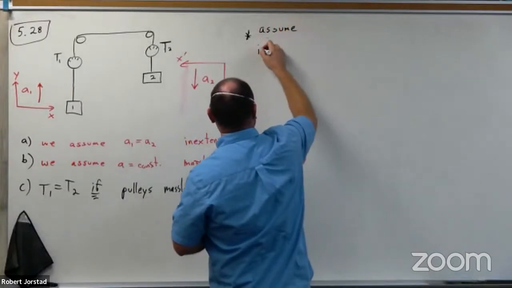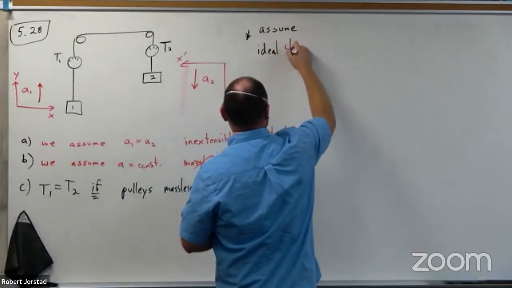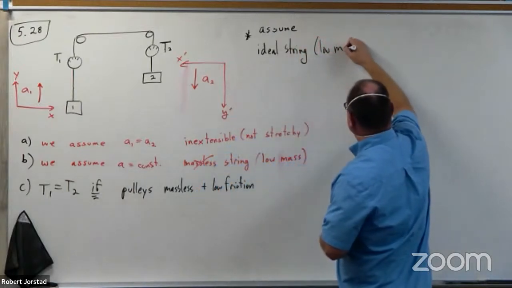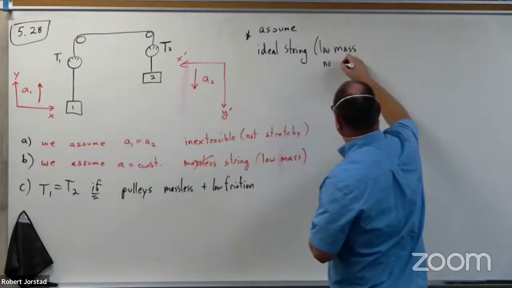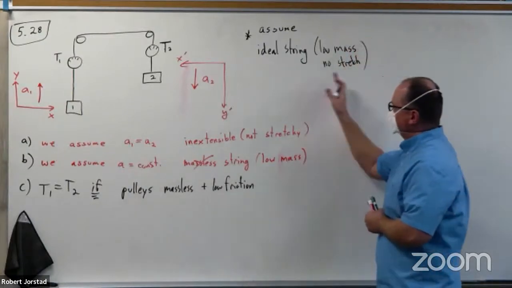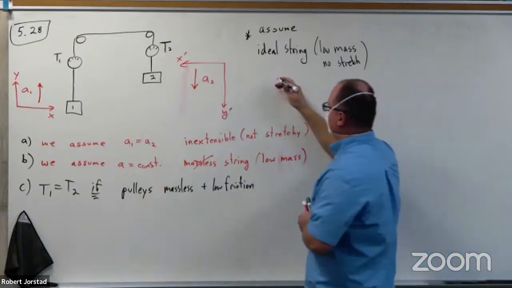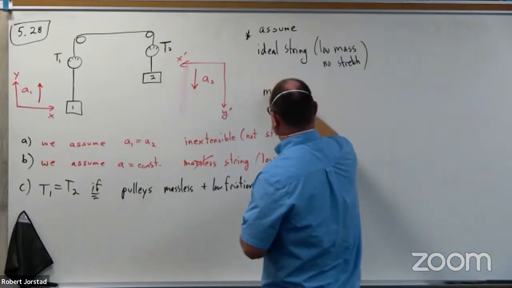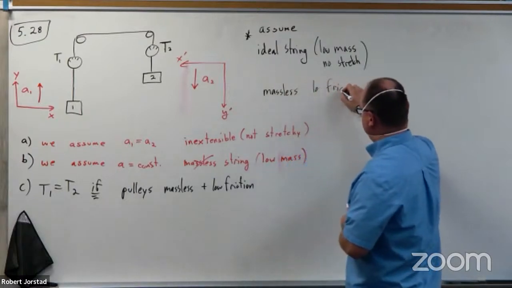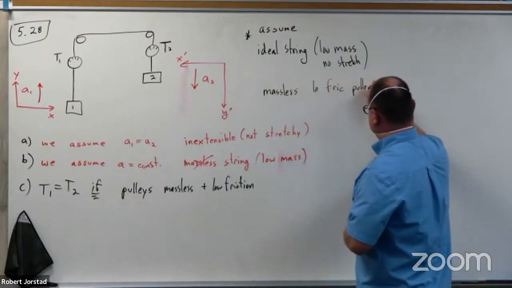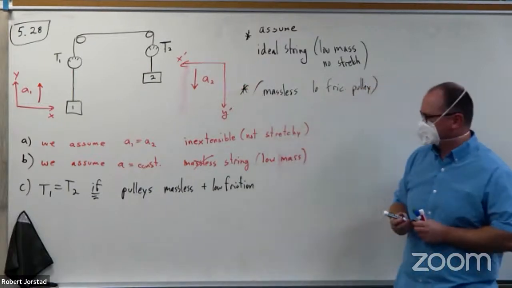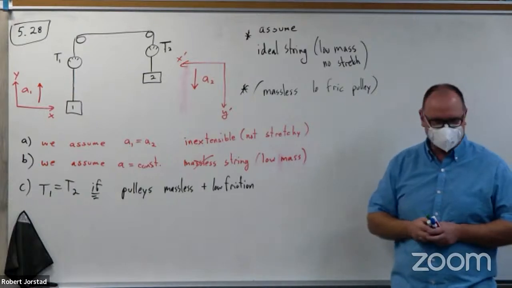We're going to assume an ideal string: low mass, no stretch. And the other aspect is going to be a massless, low friction pulley. All right, that's our two main assumptions. So far so good.